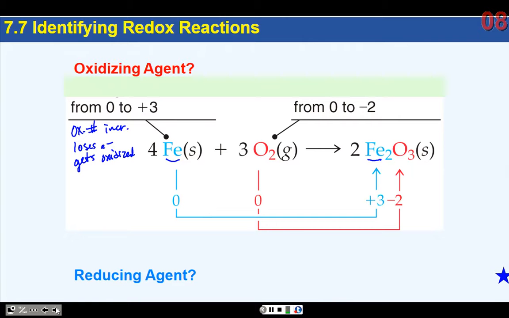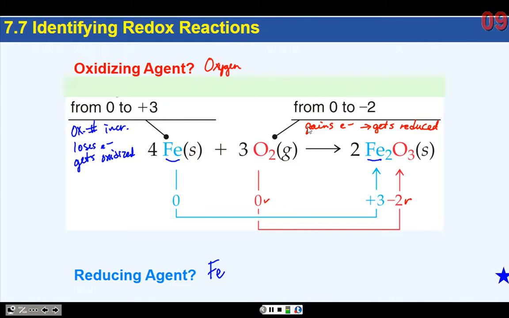By comparison, your oxygen has gone from an oxidation number of 0 to -2, so it is gaining electrons. Gaining electrons is getting reduced. So which one is the oxidizing agent? It's the one that gets reduced. So oxygen is the oxidizing agent. Well, oxygen should be an oxidizing agent. And so the reducing agent is the one that gets oxidized, and so the iron is the reducing agent.